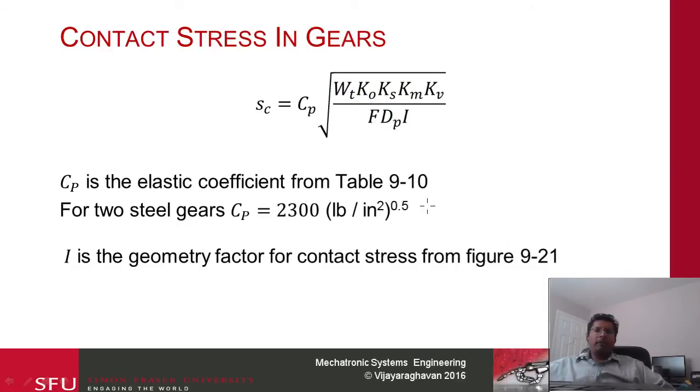For Cp, we can refer to table 9-10, but when two steel gears are in contact, the number that you use is 2300. Notice the unit: this is pounds per square inch to the 0.5, because the whole thing is also PSI to the 0.5.